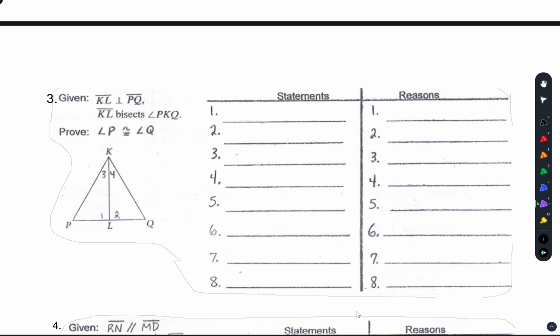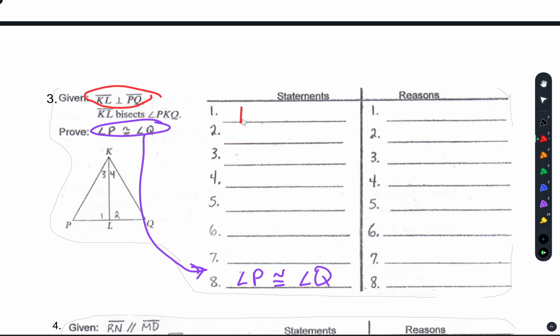Oh, goodness gracious. All right. Starting with, I'm going to take my proof statement. I'm going to put it at the end. Whoop. All the way down there. Okay. Angle P congruent to angle Q. Go back up to your first given. KL perpendicular to PQ. That doesn't tell me anything is congruent to anything else.